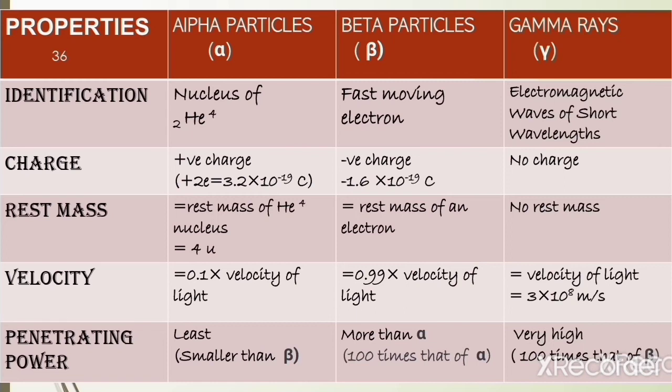Penetrating power. While dealing with the properties of radiations, the most important property is their penetrating power, because based on the difference in penetrating power, these radiations have many uses in various fields. The penetrating power of alpha particles is very low, and for gamma rays it is very high, and beta particles have a penetrating range in between that of alpha and gamma.